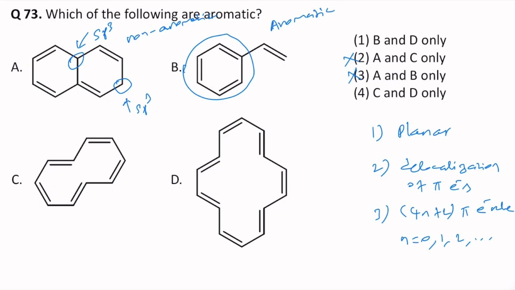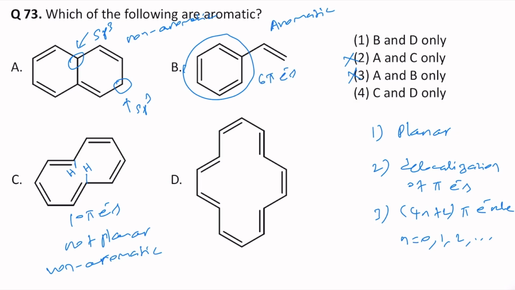When it comes to C, it has 10 pi electrons. Delocalization of pi electrons are there. It is obeying Huckel's rule. But the question is, is it planar? This molecule is not planar, because these two hydrogen atoms will repel each other. The hydrogens in the 1 and 6 positions will interfere with each other and force the molecule to be out of plane. Therefore, this molecule is not planar, even though it is having delocalization of pi electrons and it is obeying Huckel's rule, it is still not aromatic because it is not planar. Therefore, you can say this as non-aromatic.